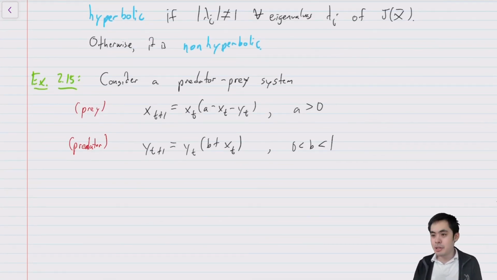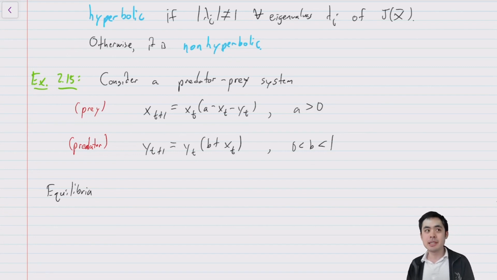Okay, so this is the system of first order equations. You can set them all equal and find the equilibria. So you can set x sub t plus 1 equal to x sub t and y sub t plus 1 equal to y sub t. And you end up getting 3 equilibria.